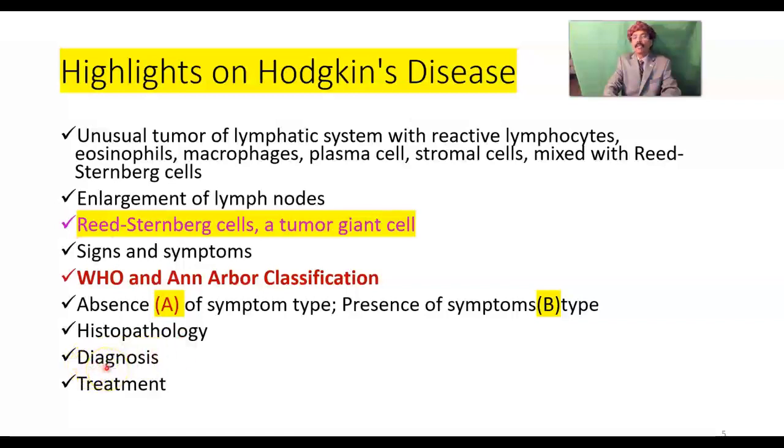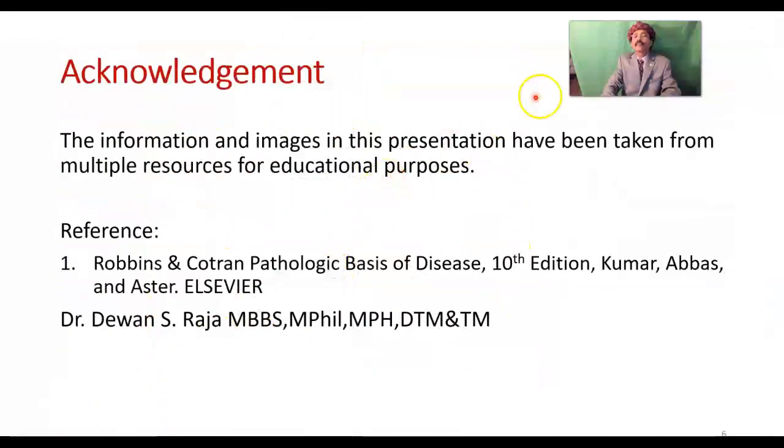Diagnosis is definitely by lymph node biopsy, maybe bone marrow biopsy. We also do CT scan, MRI, liver function test. Even we may do the bone marrow study. Treatment is by chemotherapeutic agents, multiple chemotherapeutic agents. There may be radiation therapy and also bone marrow transplantation. And that's all about Hodgkin's lymphoma.